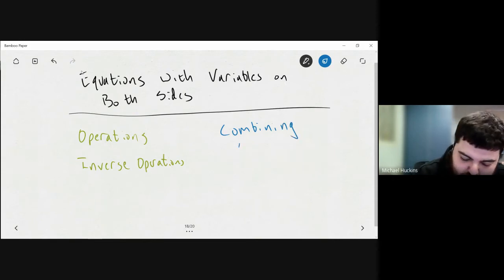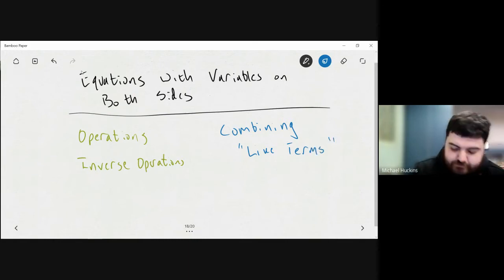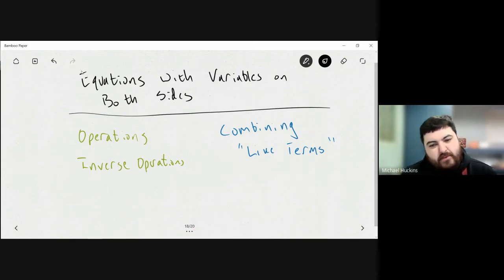Combining like terms. We'll see what I mean once I start getting into these examples. This lesson is one that warrants itself a bit more to using examples rather than focusing on terminology and vocabulary.